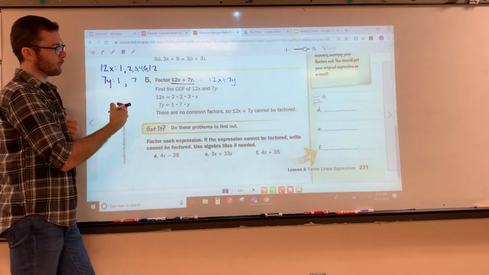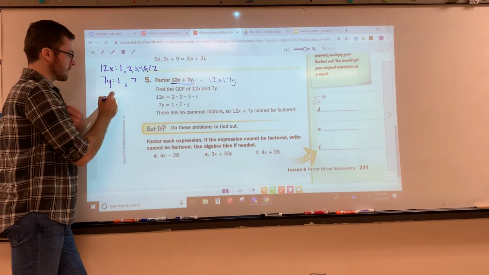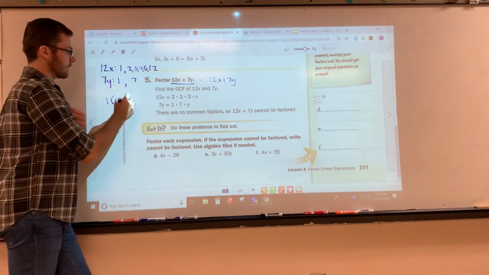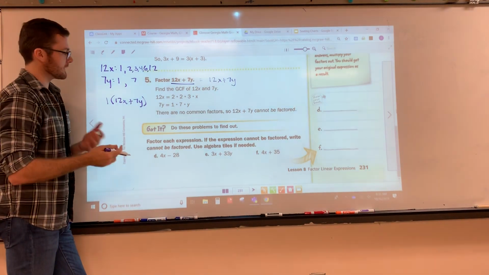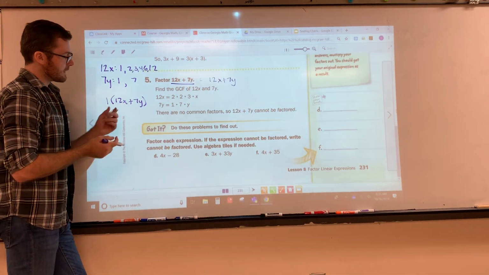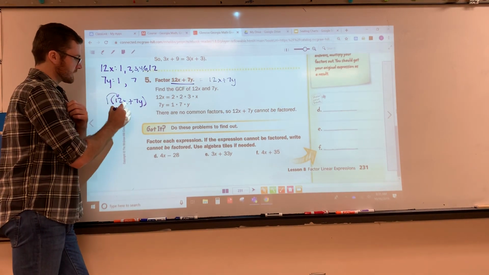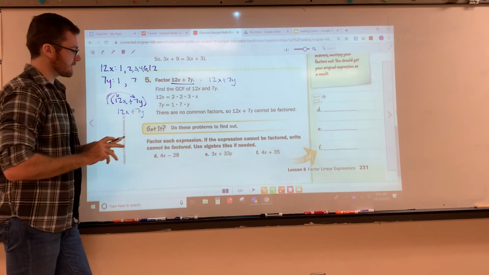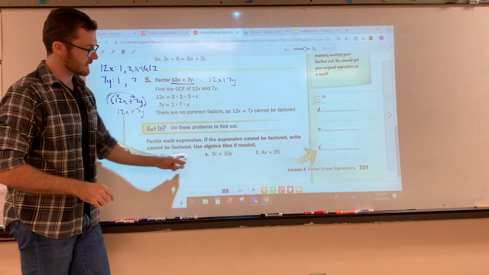Because look, if I pulled 1 out, 12x divided by 1 would be 12x, and 7y divided by 1 would be 7y, because it stays the same. That identity property tells us it stays the same. So 1 times 12x is 12x, and 1 times 7y just ends up being 7y. So they're the same. I'm going to give you a few minutes to try D, E, and F.